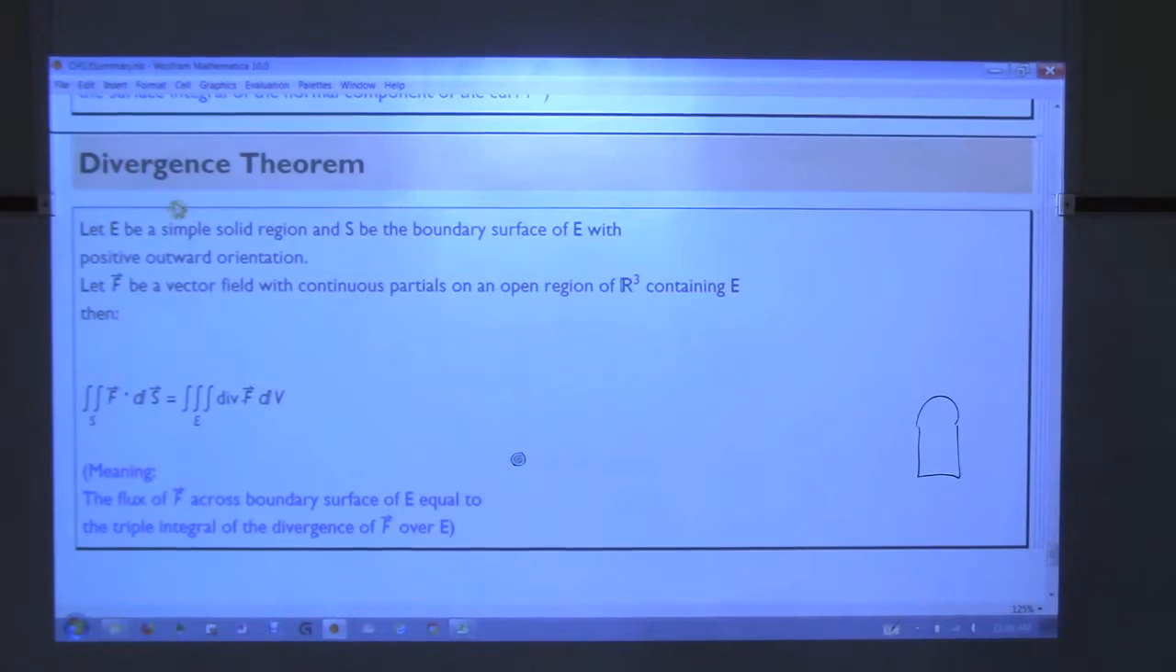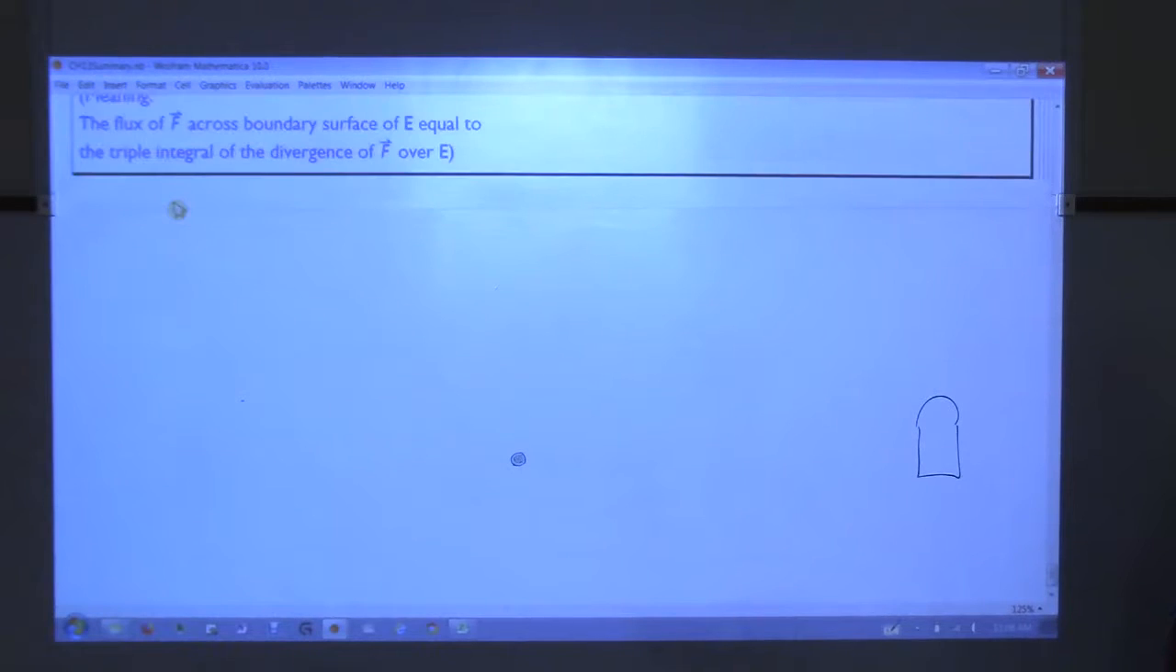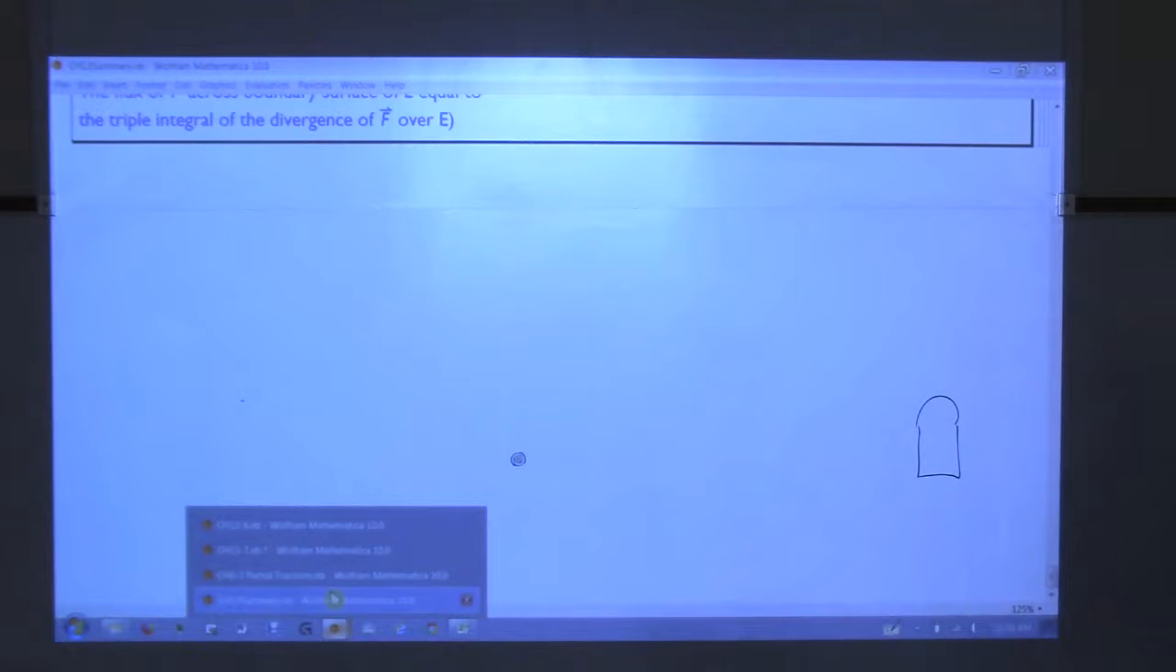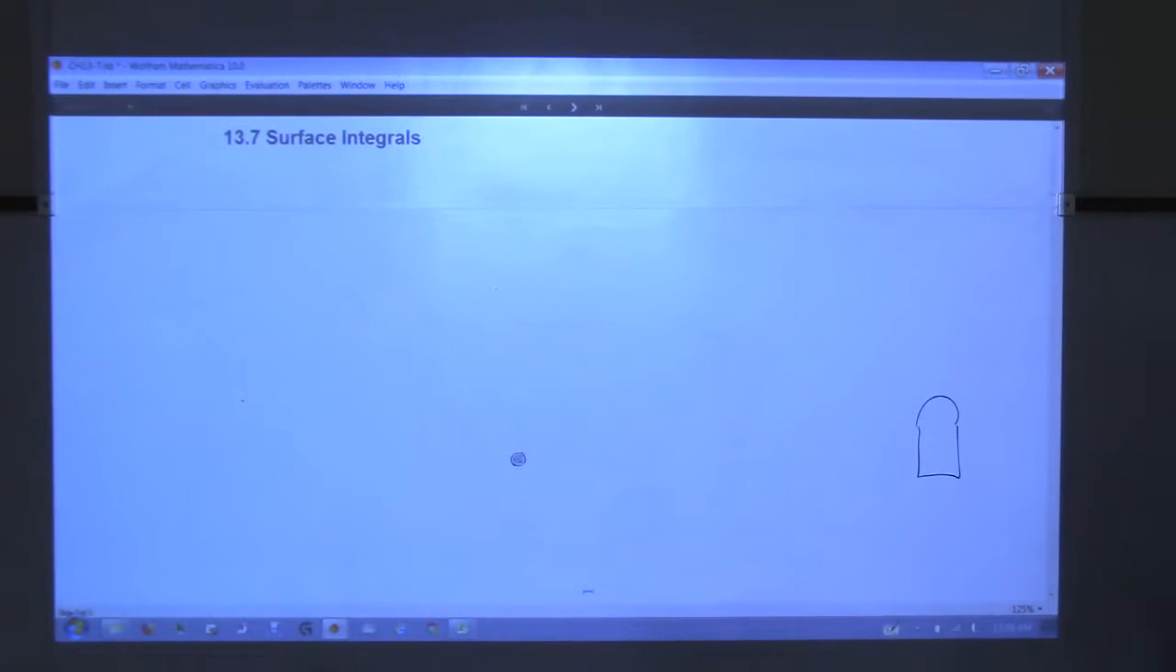And then we're going to have finally the divergence theorem, and that'll be the end. So that's where we are. That's where we're headed. 13.9 is divergence theorem. Okay, surface integrals.